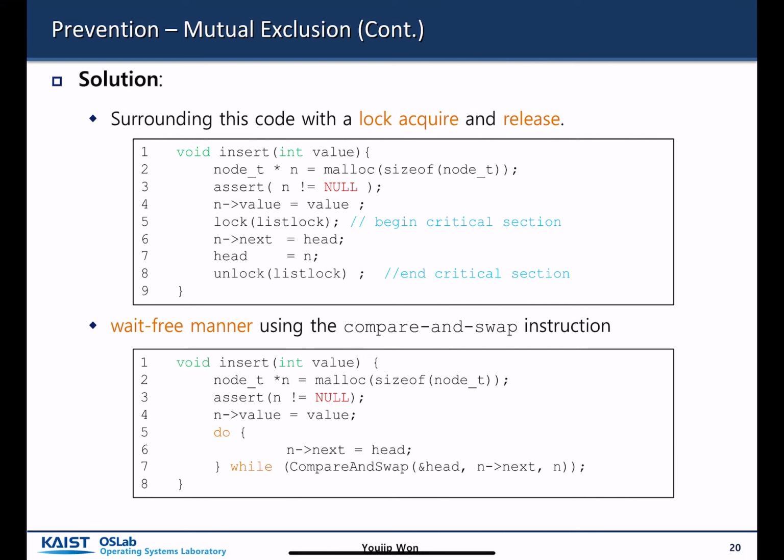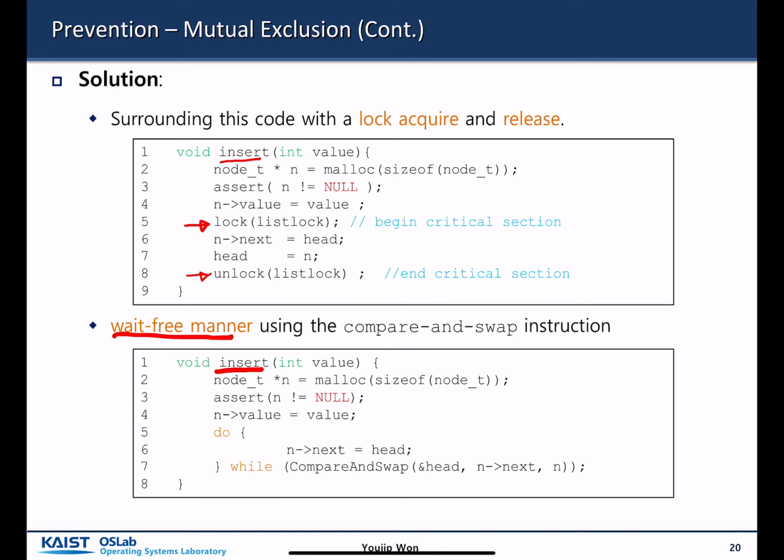Let me provide another example of mutual exclusion that does not require any lock. This is a function insert. In insert, to ensure the atomicity of the operation, we surround this code with a lock acquire and lock release. There is lock acquire and lock release. And we can use wait-free. We can implement the insert operation in a wait-free manner as follows.